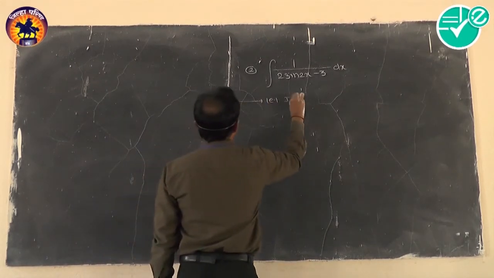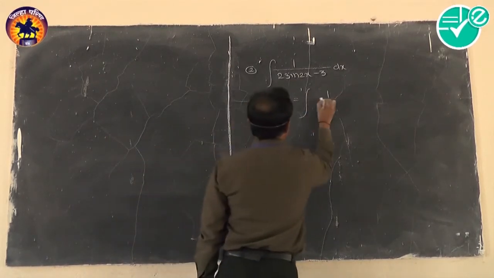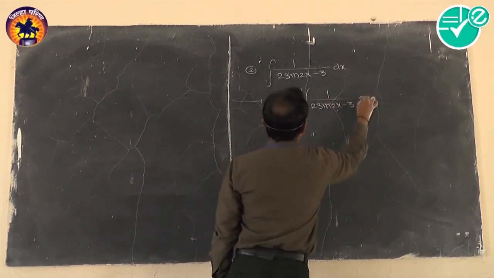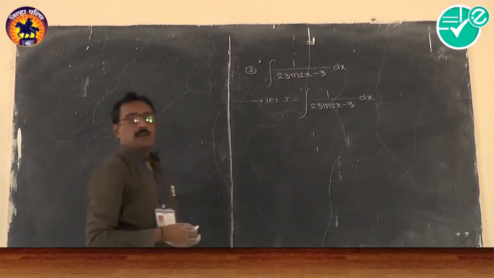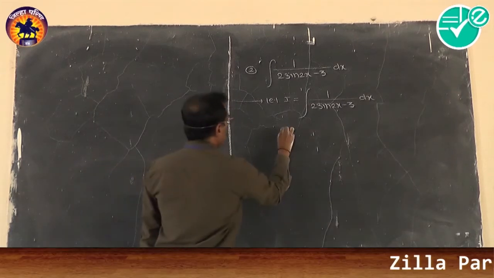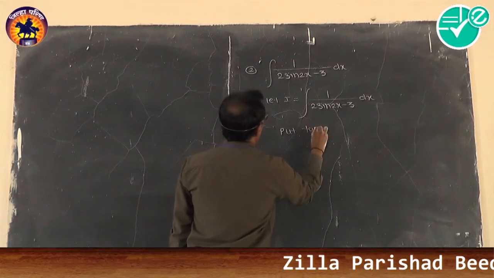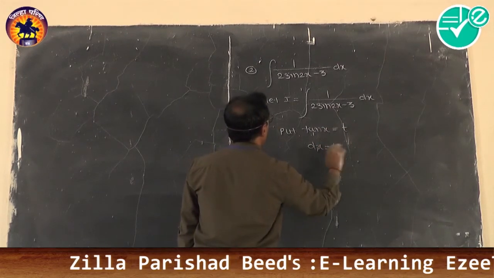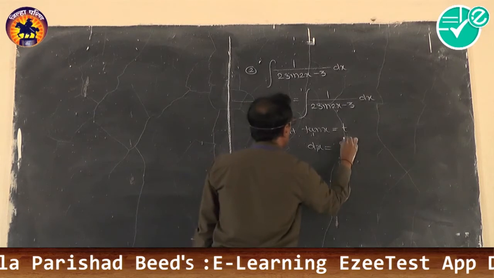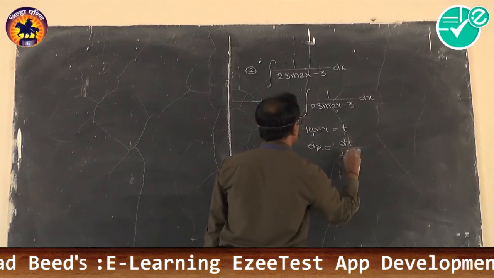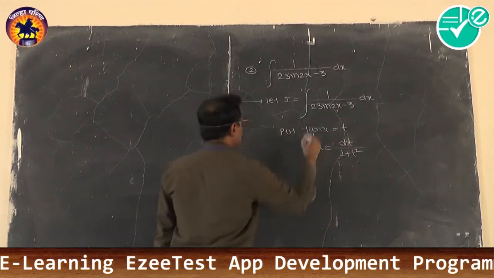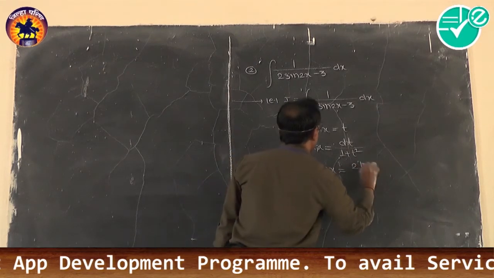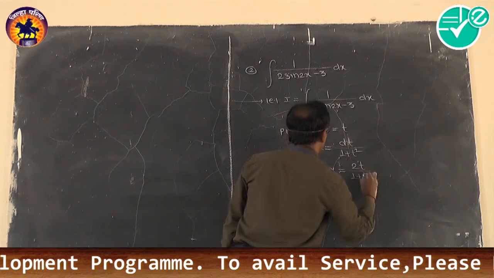Now firstly I will write let I is equal to integration of 1 upon 2 sin 2x minus 3 and then dx. In order to solve this one, we will put tan x equal to t. I think you know all the substitutions. When double angle is here, it is not 2 dt. We have to write just dt upon 1 plus t square. Here it is sin 2x. So sin 2x is replaced by, it is same, 2t upon 1 plus t square.